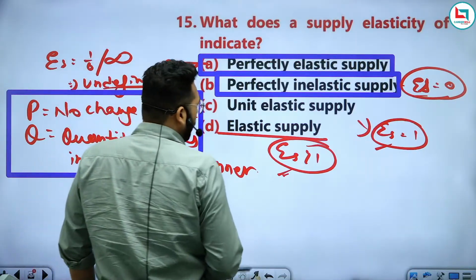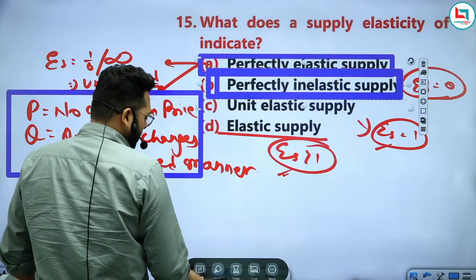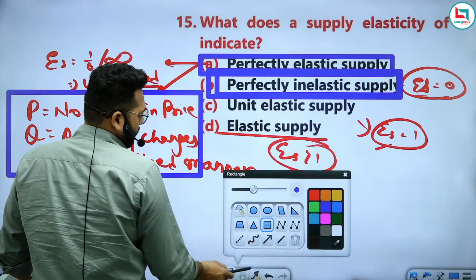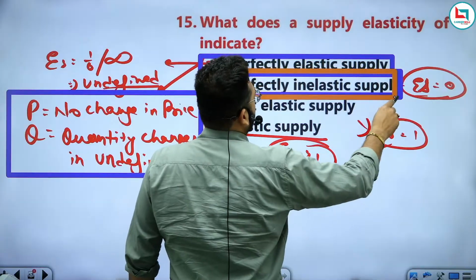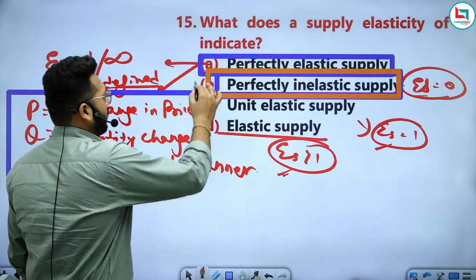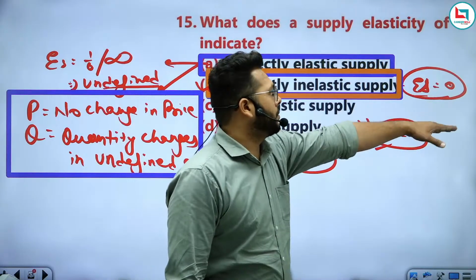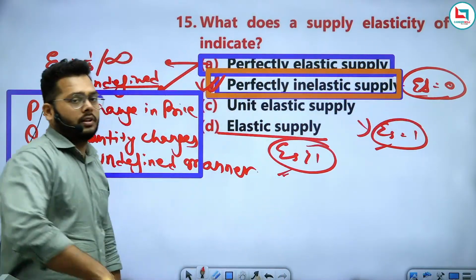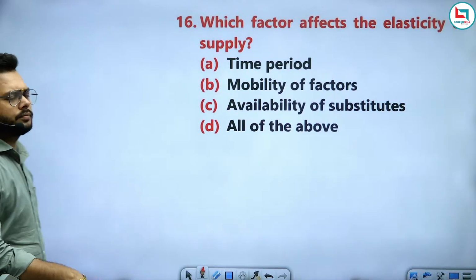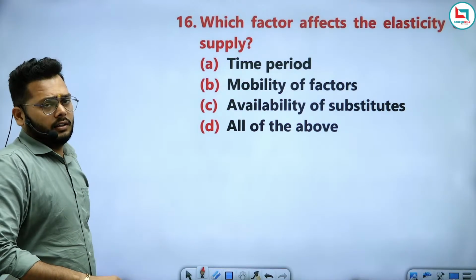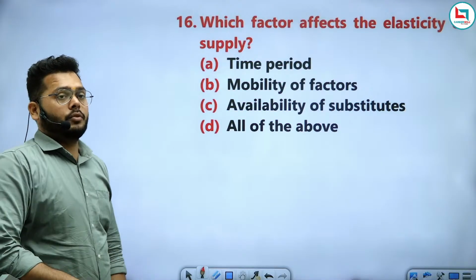So the answer will be perfectly inelastic. This will be your right answer. This is the condition when elasticity of supply is equal to 0. It means there is no change in the quantity supplied, so quantity supplied is constant.